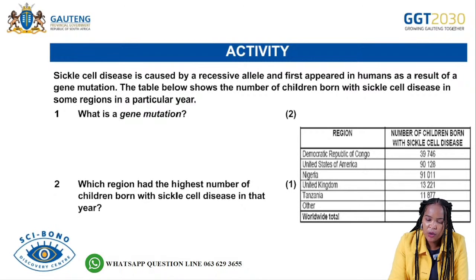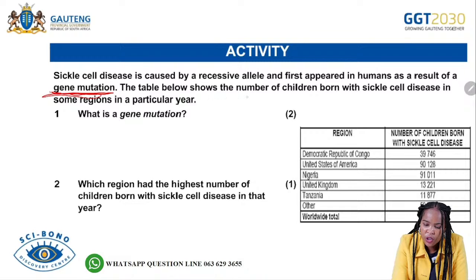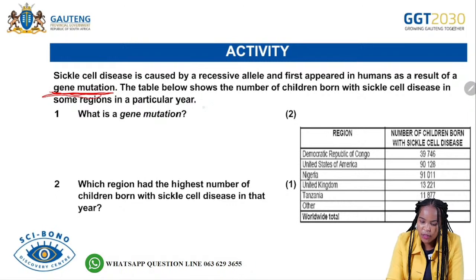So let's take a look at this example just to apply some of the knowledge that we have learned. This activity, okay, I'm going to read it out to you. It says, sickle cell disease is caused by a recessive allele and first appeared in humans as a result of gene mutation. You must underline that because it gives you a key now. What type of mutation are you dealing with on this question? Now, the table below shows the number of children born with sickle cell disease in some regions in a particular year. Then we must go to the table.